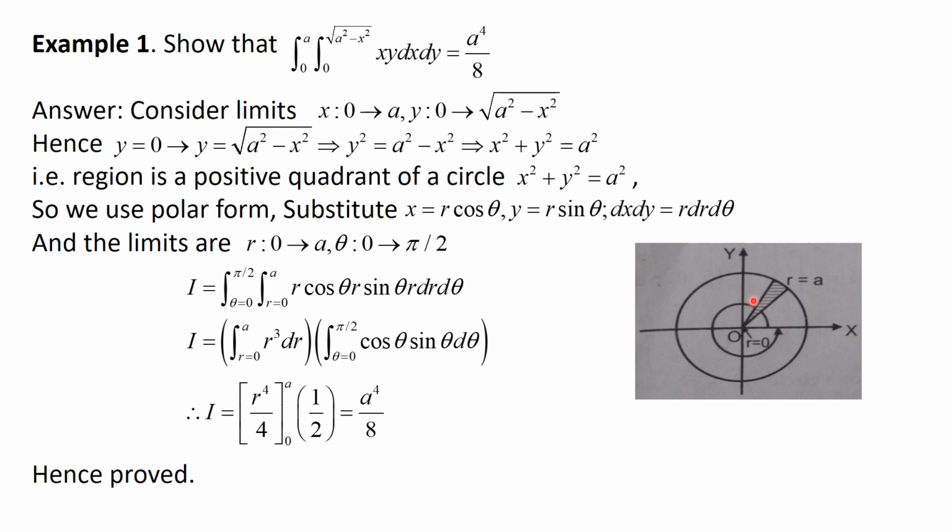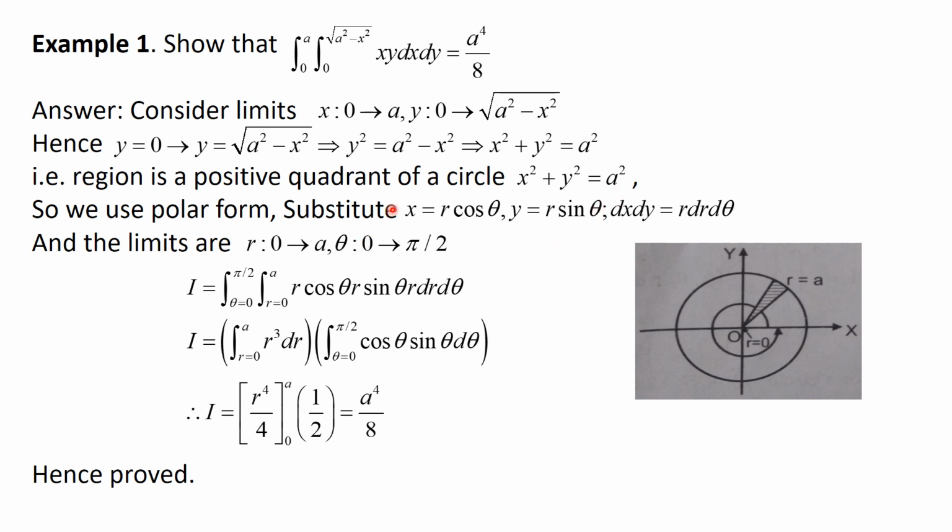That means it is represented in terms of the first quadrant. So the evaluation of the double integral of xy dx dy over the first quadrant of the circle x square plus y square equal to a square can be converted to polar form over the positive quadrant of the circle x square plus y square equal to a square.